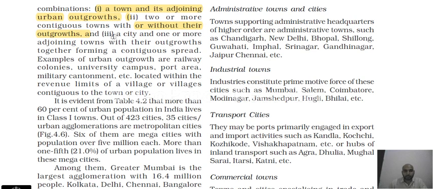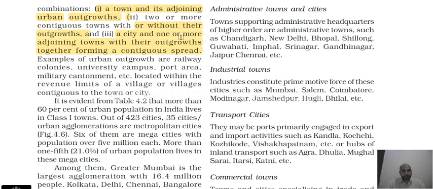A city and one or more adjoining towns with their outgrowth together forming a contiguous spread, meaning a spread supporting a large population in that area and having all the basic facilities required to sustain a good healthy population there. So these were the three different conditions from which you can easily identify an urban agglomeration.